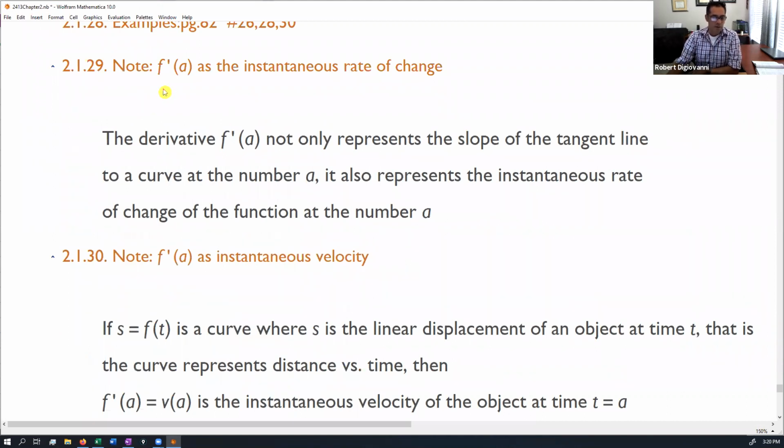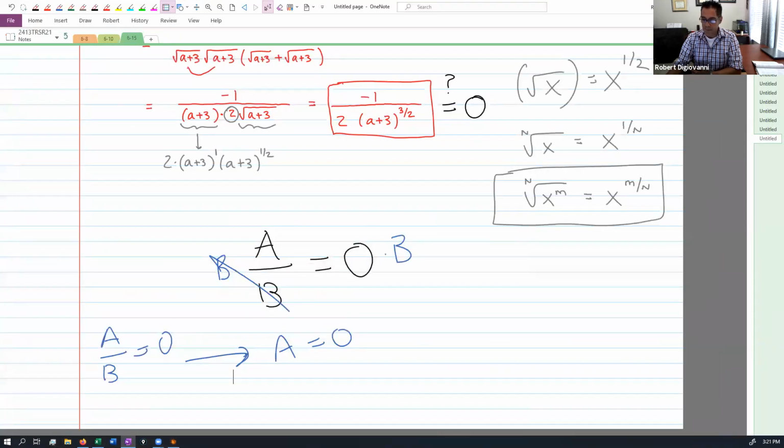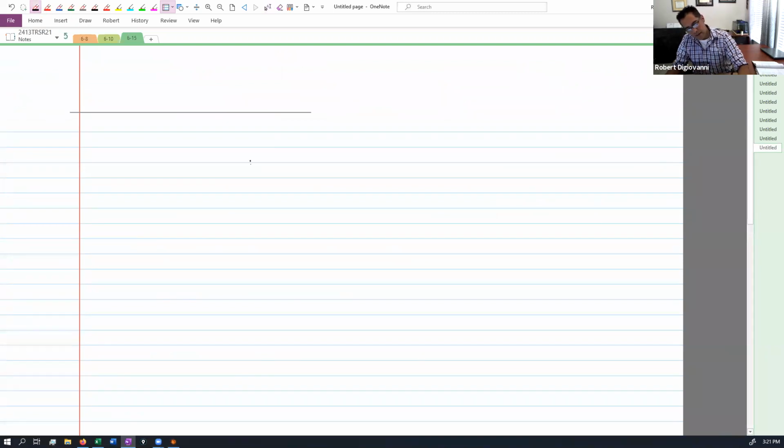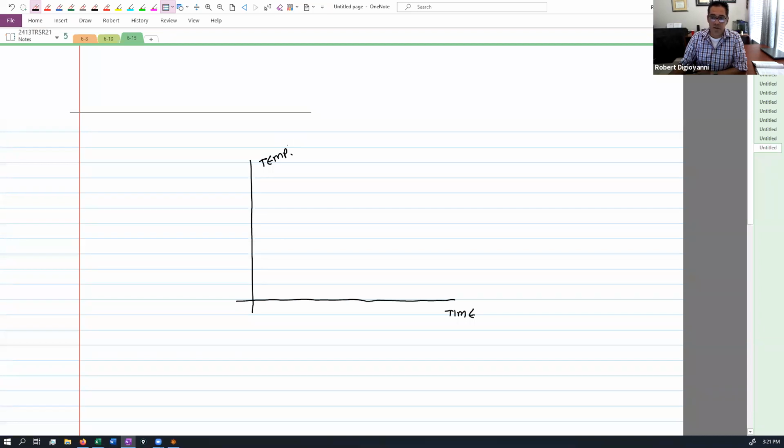All right. The derivative f prime of a as an instantaneous rate of change. The derivative f prime of a not only represents the slope of the tangent line to a curve at a number a, it also represents what's called the instantaneous rate of change of the function at a. So I'm going to give you a slightly different way to look at this. Let's say you have a graph where this x-axis represents time, and this represents temperature. So maybe you're looking at the temperature outside for the day, right?